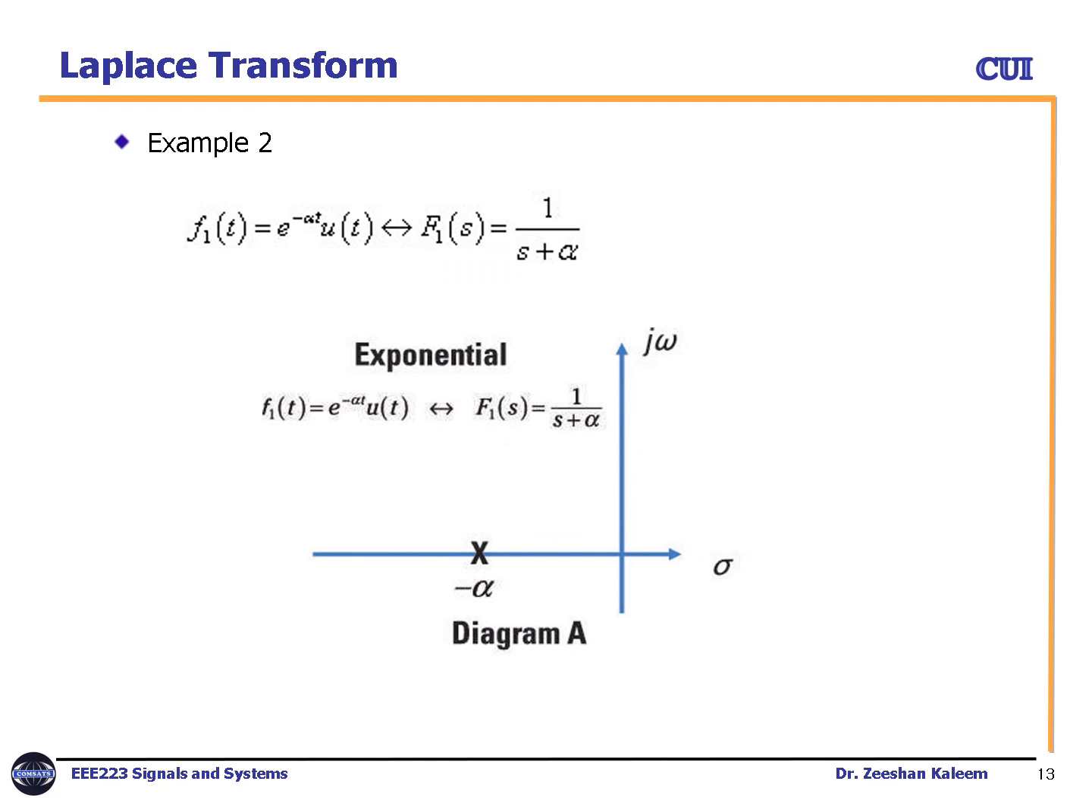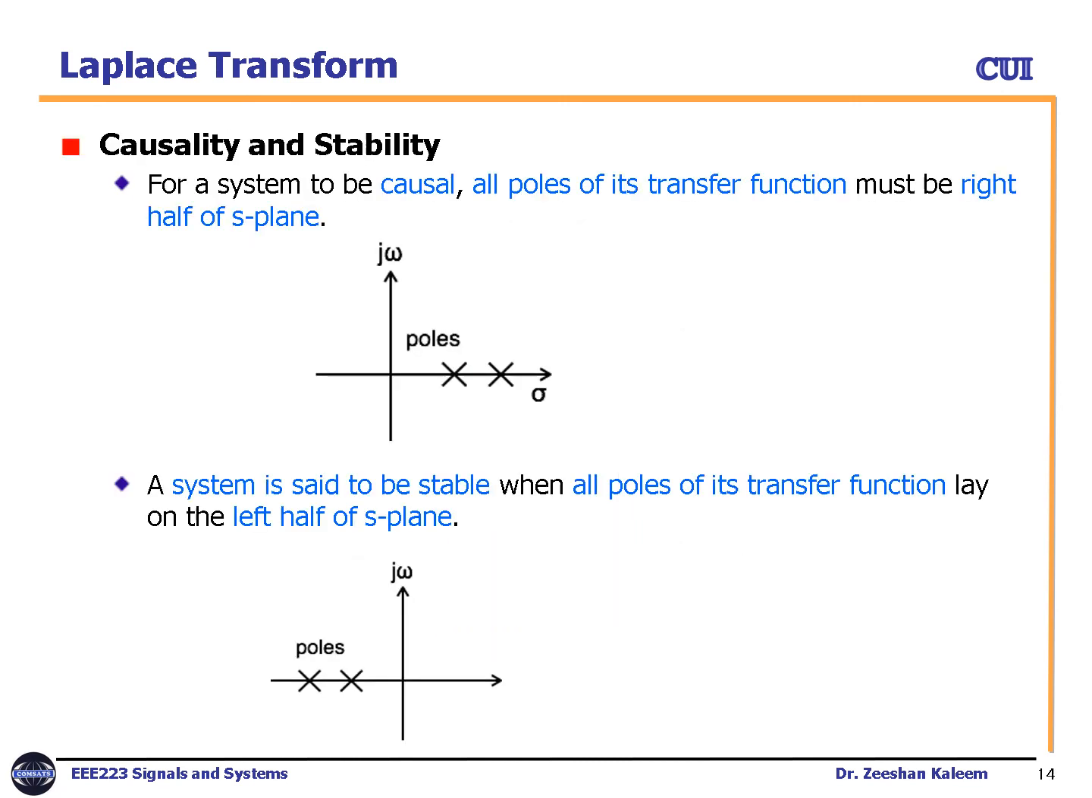This is another example just for understanding. If you have the Laplace transform of e to the minus alpha t u(t), then you have the Laplace transform F1(s) equal to 1 over s plus alpha. So here you have no zeros, because there is only a 1 on top. You only have one pole, which lies at minus alpha, right? So you have only a pole on the complex plane. Now let's discuss what we can get from poles and zeros and what they mean.